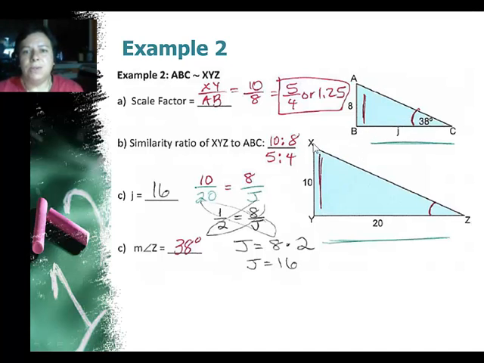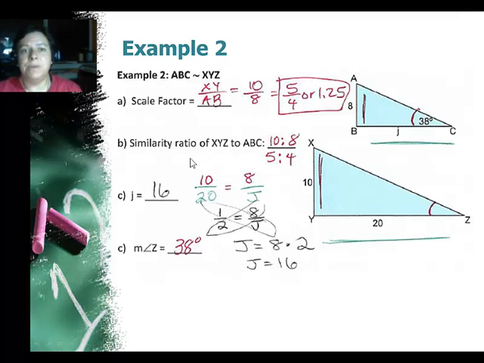So I'm going to use XY to AB. XY is 10, AB is 8. That simplifies to 5 over 4, or 1.25. Remember, scale factor does not have to be in fractional form or colon form. It can just be a plain old number, including a decimal.